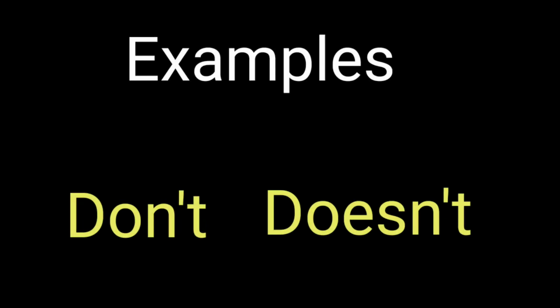Let's have a look at a few examples for don't and doesn't. She doesn't want to go to the party. It doesn't move. They don't live here. I don't speak German. Okay, now is the time for some interrogation. Interrogation means to ask questions.